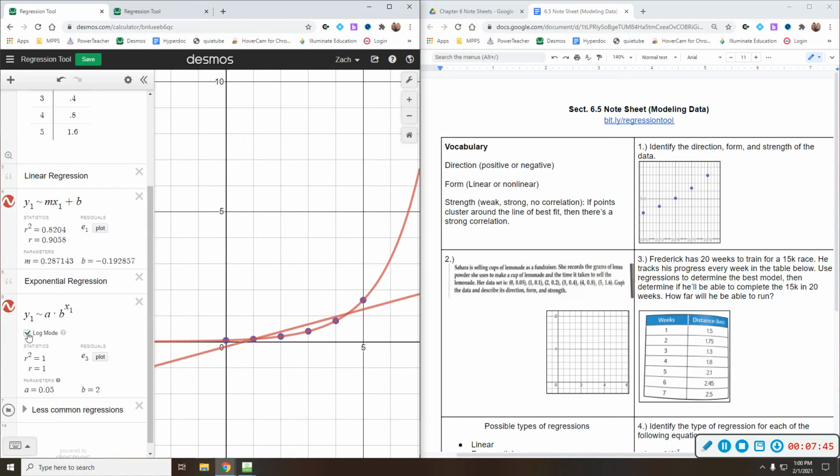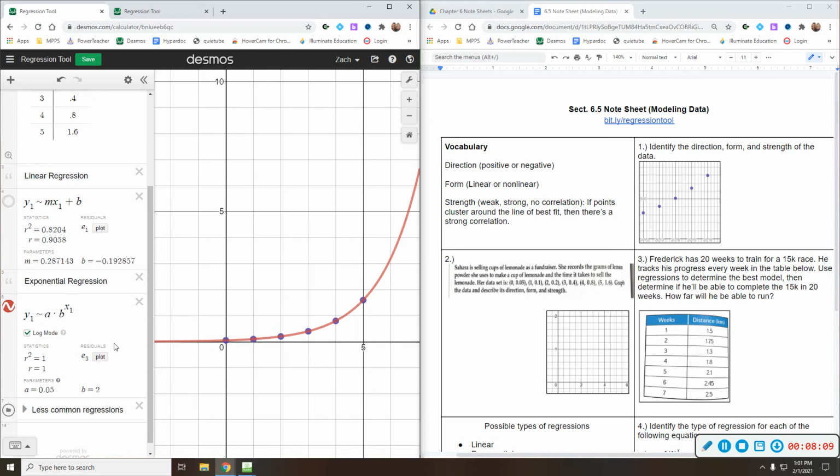And you have to turn on log mode. I should have set that as the default, but if you turn on log mode, it will also give you an R value for your exponential. So you can see that the R value here for the line is pretty good. It's 0.9. But here, the R value is exactly 1 for exponential. That tells us that the exponential curve, or the exponential model, is the best model to fit the data. Okay, so that's going to be our model.